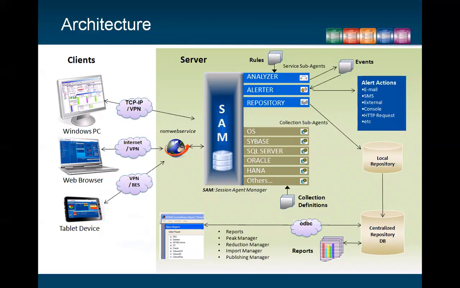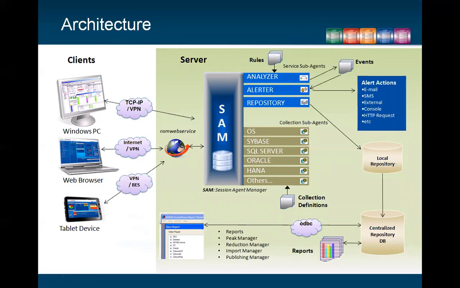And then we also have a repository agent that sends data to our local repository. This is the flashback repository with a set of flat files, for example. And then optionally send that on to the central repository database, which is inside of SQL Server, ASE, Oracle, whatever database you want. And then we do reports off of that using Crystal Reports. And there's a lot of canned reports that come out of the box, and you can also create your own.